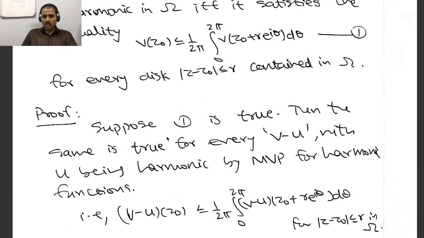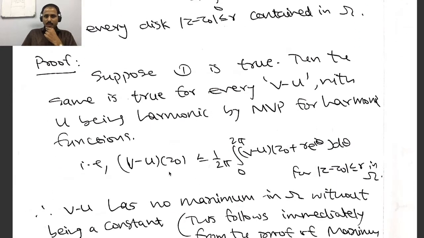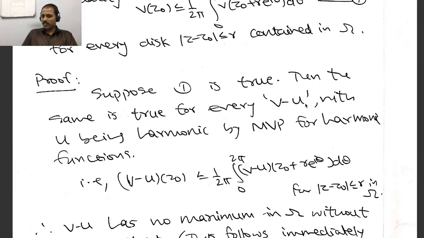Now this is a characterization of subharmonic functions. As the mean value property is a characterization of harmonic functions, this inequality is a characterization of subharmonic functions. Suppose the inequality is true, we are going to prove that v is subharmonic. Then for every v minus u, where u is harmonic, this is also true, because for u you have equality and for v you have inequality, so v minus u has this inequality.